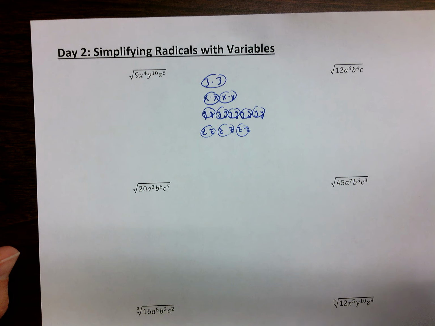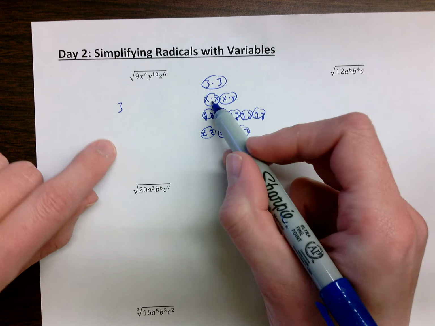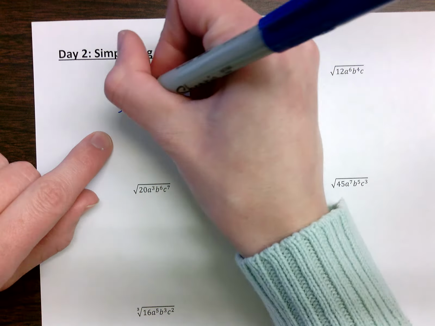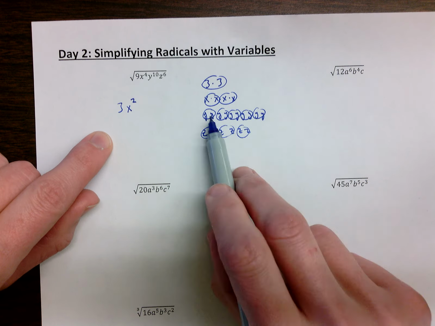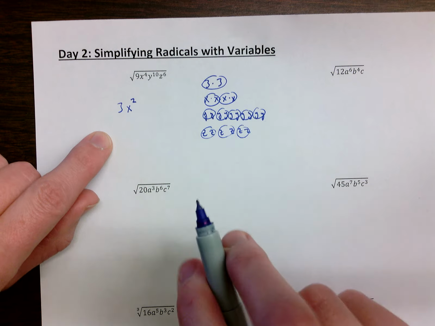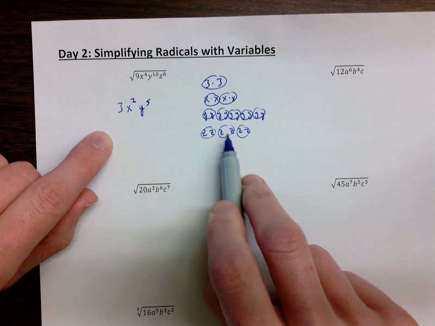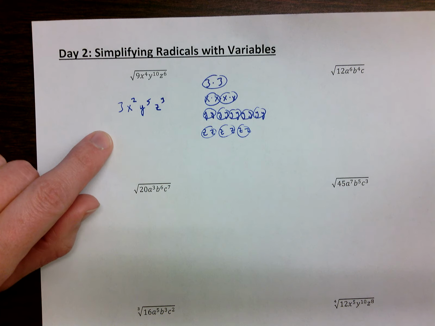So when I go to simplify this, I know I'm going to have a 3 on the outside from that pair. I'm going to have 2 x's on the outside because I have 2 pairs of x's, so that's going to be an x squared. I have 1, 2, 3, 4, 5 pairs of y's, so that's y to the 5th. And then I have 3 pairs of z's, so that's z to the 3rd.